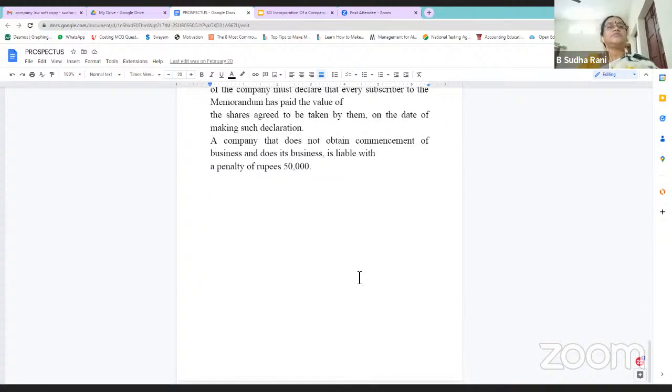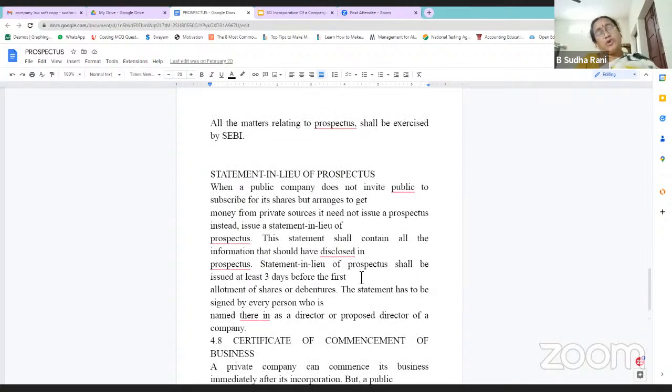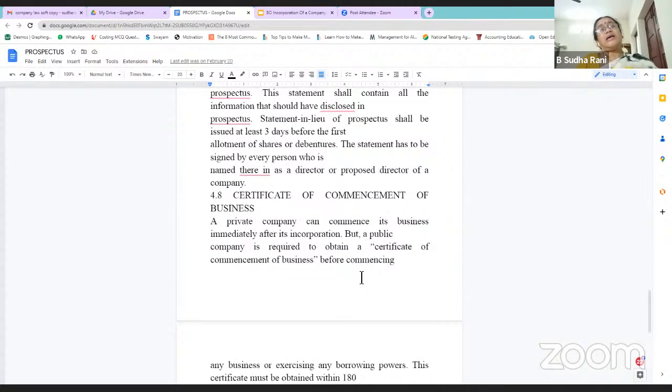Okay, so that's about the statement in lieu of prospectus and the certificate of commencement of business. So a public limited company has 3 stages in formation. For a private limited company, only one, that is immediate incorporation. So the first block is over with these 2 classes for us.